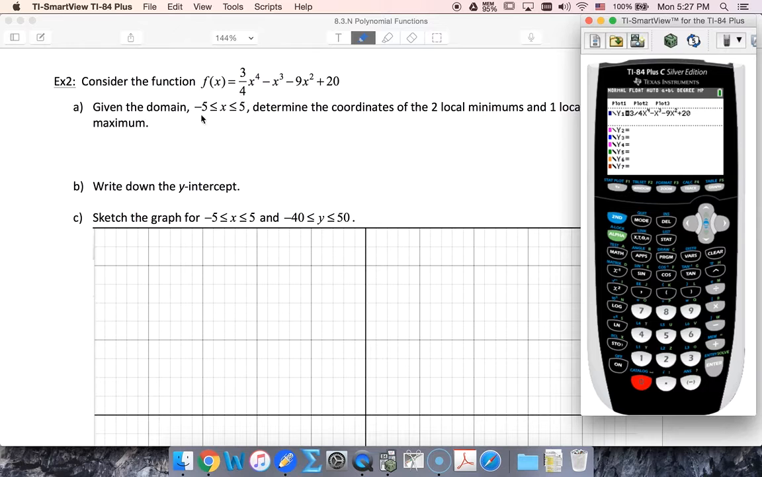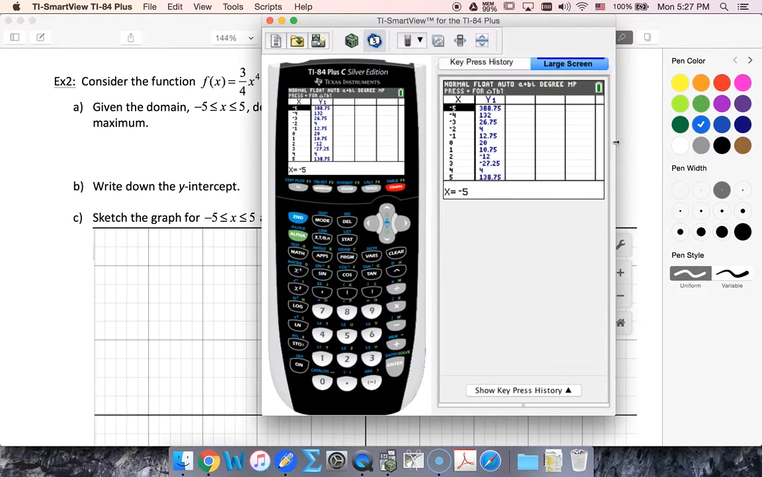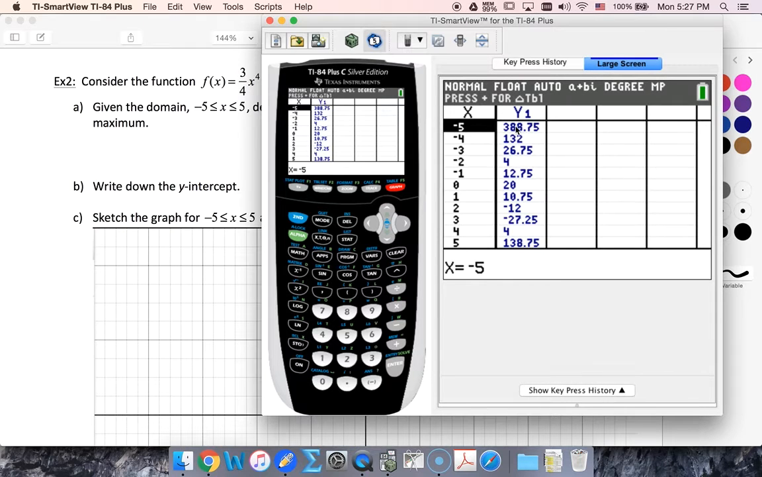I'm going to start by looking at my table of values first to see what my y values should be. I know that my x's are going -5 to 5. So I'm going to go into table settings and start with -5. And now I'm going to go into my table and see that I'm at about 400 here. Let's make this a little bit bigger. So we're at about 400, and then we're getting smaller, and then we're increasing again up to about 100. So we're going down to about -30.